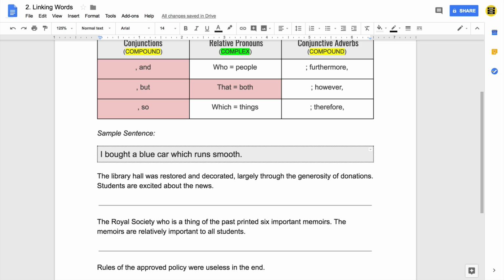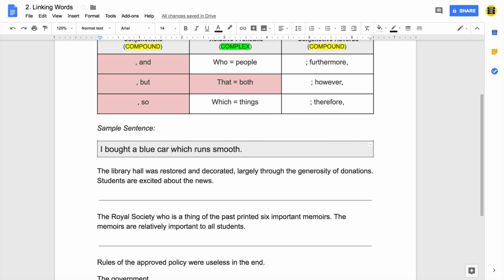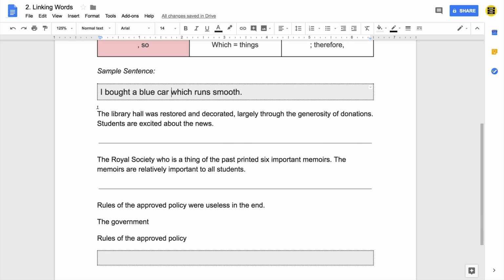So that is how we're going to decide how we link the sentences. If two sentences have the same noun, we will create complex. If two sentences do not have the same noun, we will create compound. So let's take a look at the sample sentences. Please read this to yourself. And now I'll read it for you. The library hall was restored and decorated largely through the generosity of donations. Students are excited about the news.